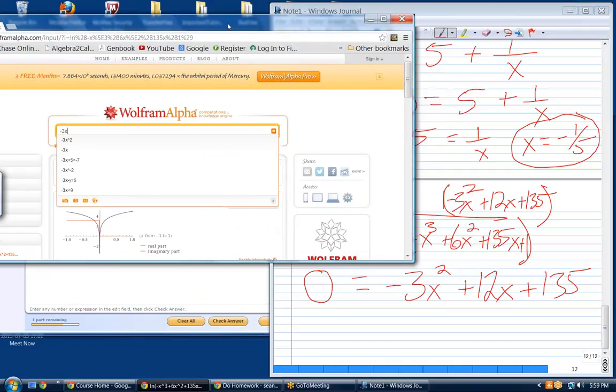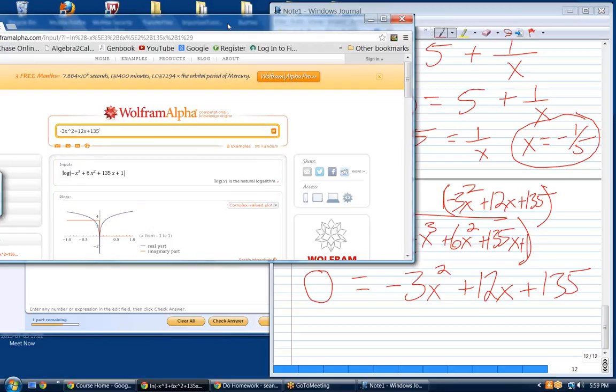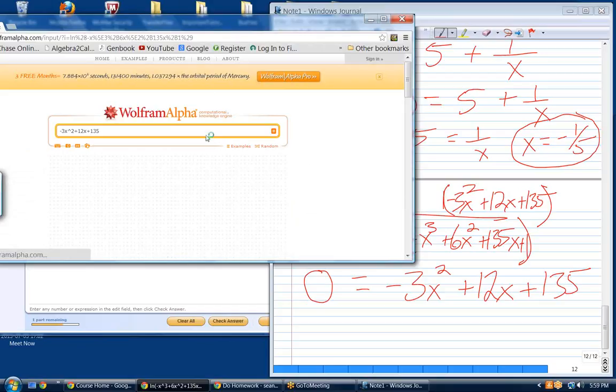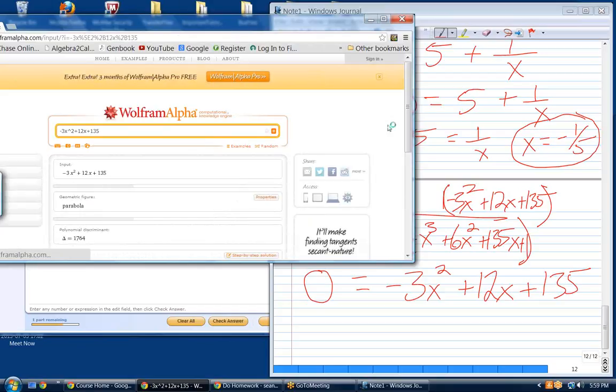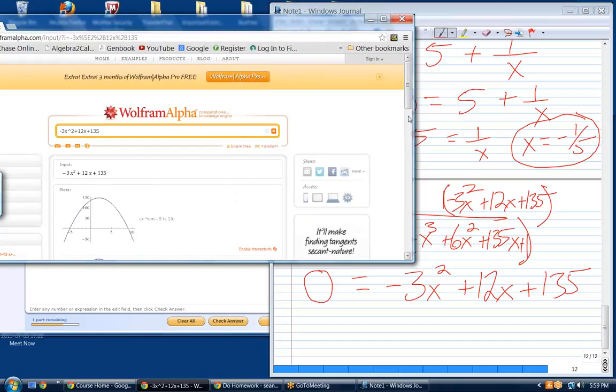Minus 3x raised to the 2 plus 12x plus 135. So we want the zeros of this function. x equals 9, x equals negative 5. Okay. And this one here is the minimum. This one here is the maximum. The reason I know is because local minimums happen when the derivative goes from negative to positive. That's indicative of a local minimum.